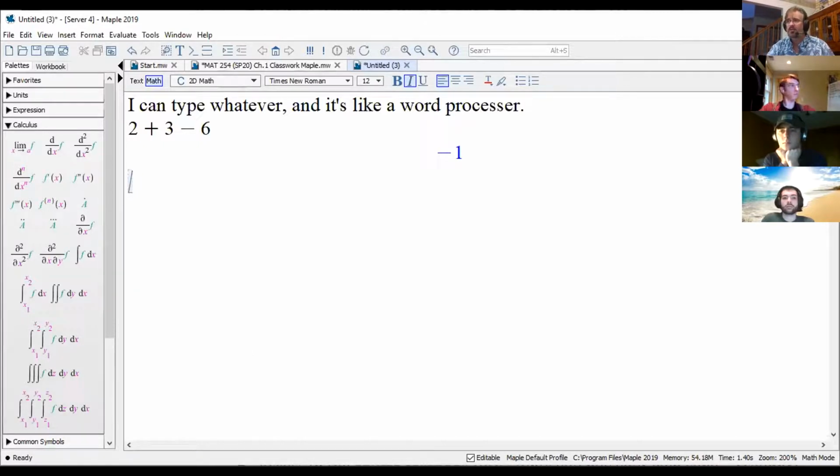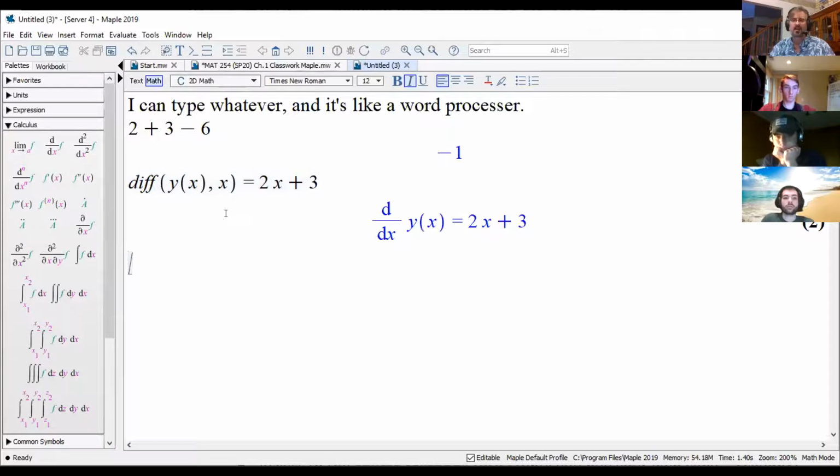Notice over here to the side it says number 1, and so later on if I'm doing something and I really want to take the derivative, the differential of y of x with respect to x of 2x plus 3, Maple says, no problem, I know how to do that. I know what you're asking for. But notice it didn't actually do the calculation.